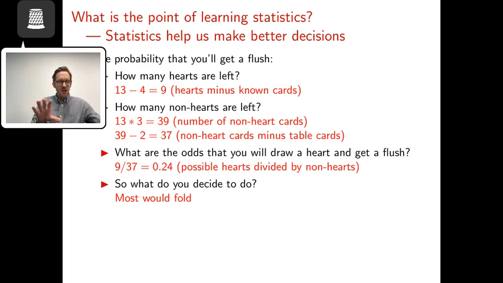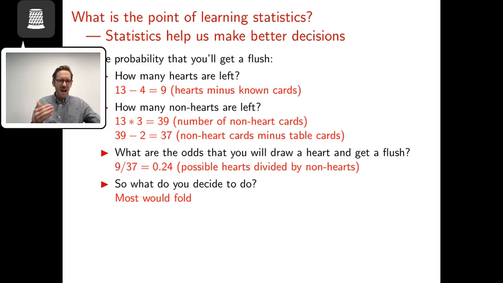But the non-heart cards that are on the table are 2, so that gets you to 37. And then finally, so what are these odds? The odds are just going to be these 2 ratios of 9 to 37, or about 0.24. Okay, so that's hearts divided by non-hearts.